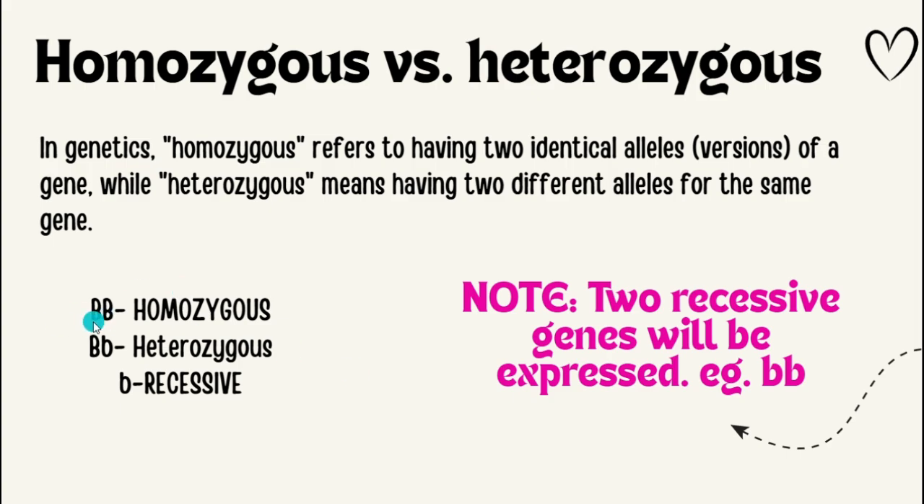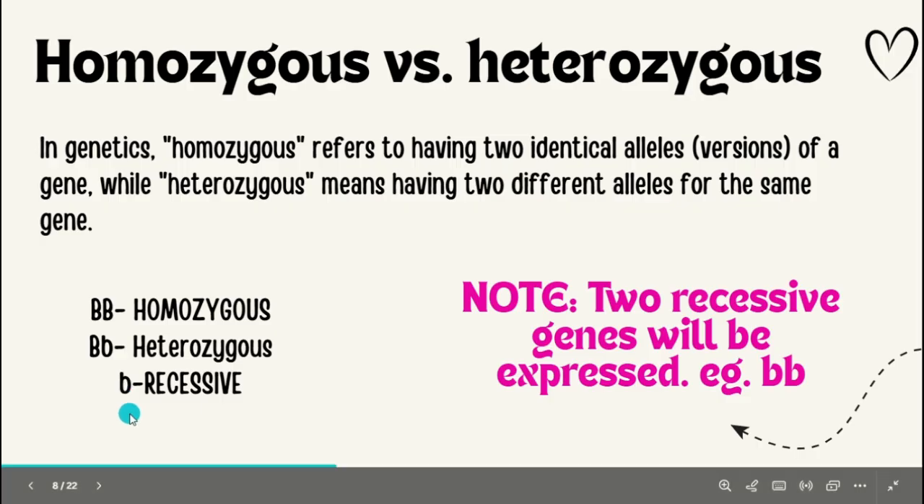So in the example here, we have big B, that's homozygous because both alleles are the same, both genes are the same, right? Big B. And then you have heterozygous, which means they're different. So it means that one of them is different. So you have big B, little b. And obviously recessive, right? You have little b.